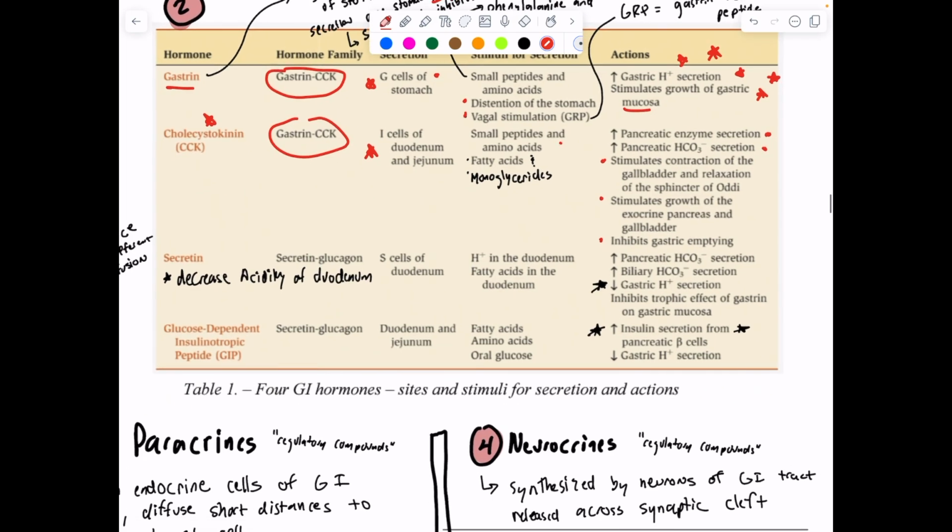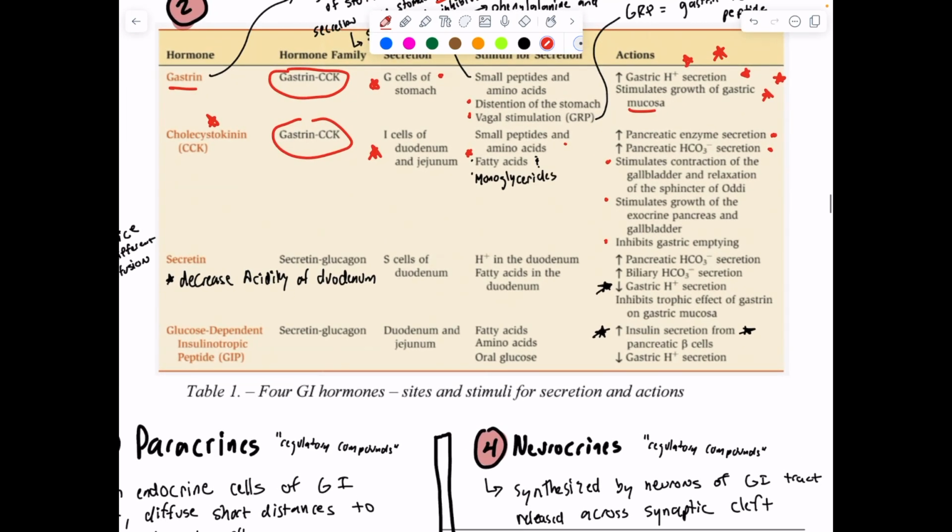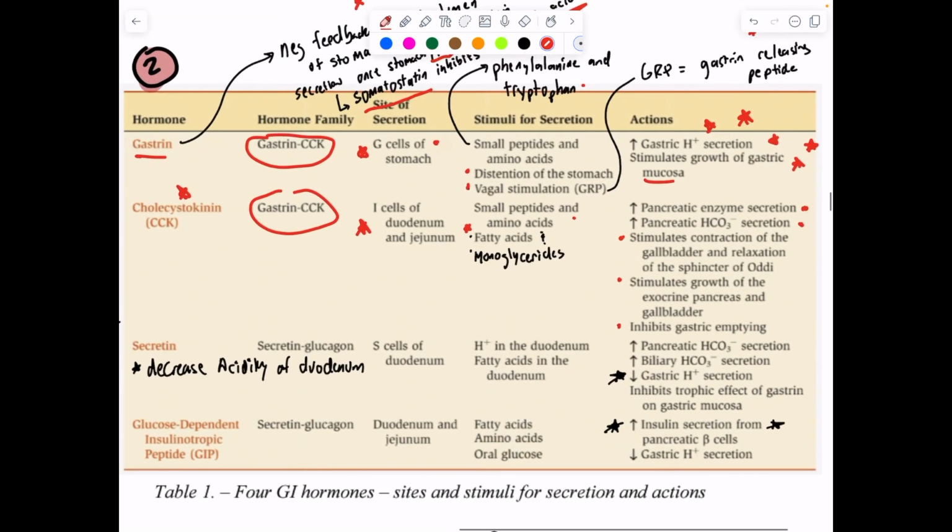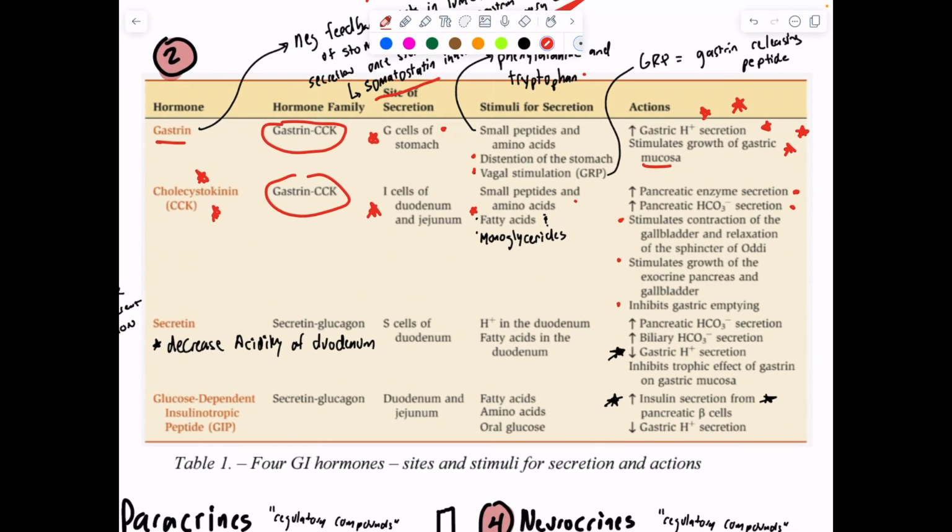All right, so then we said fatty acids earlier. Fat in the small intestines would stimulate the release of CCK and inhibit gastric emptying by relaxing the stomach.